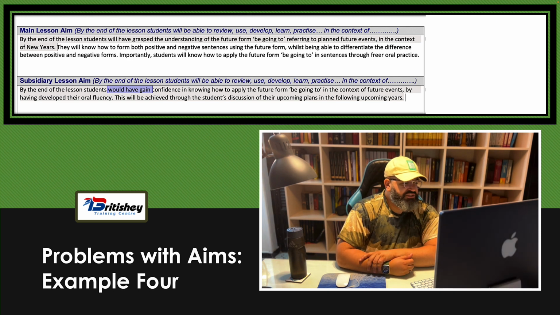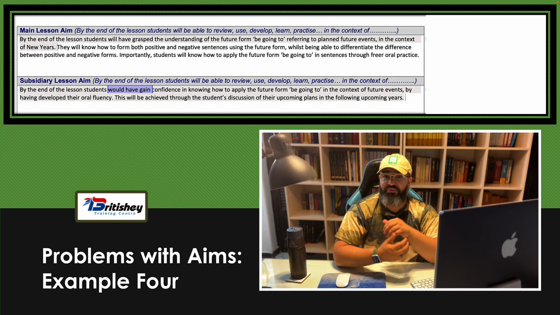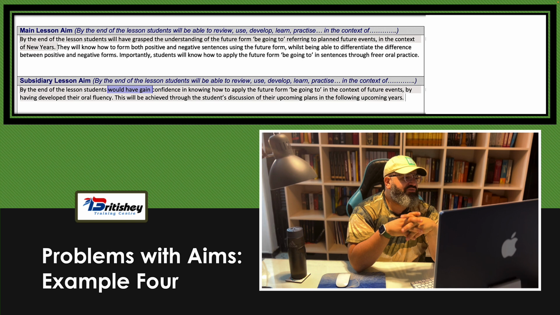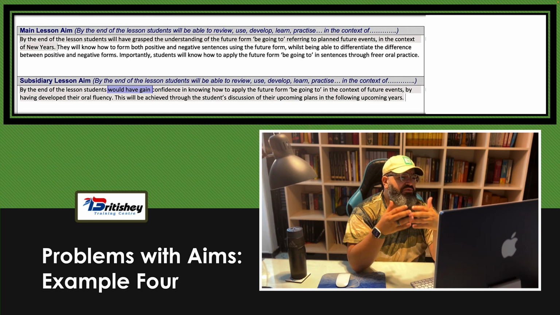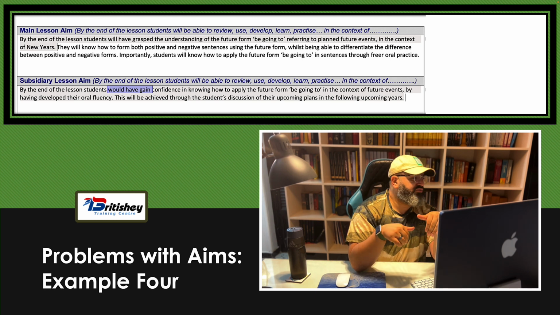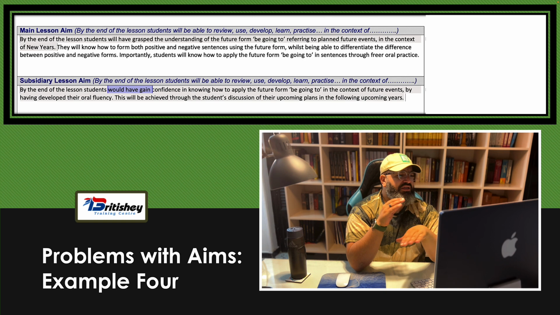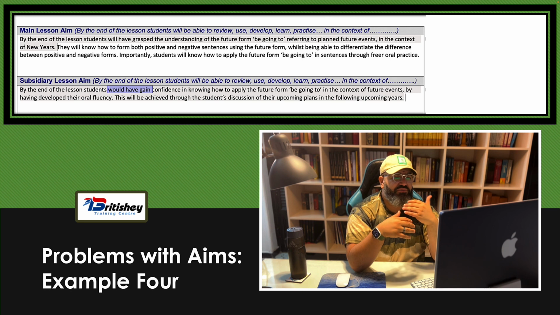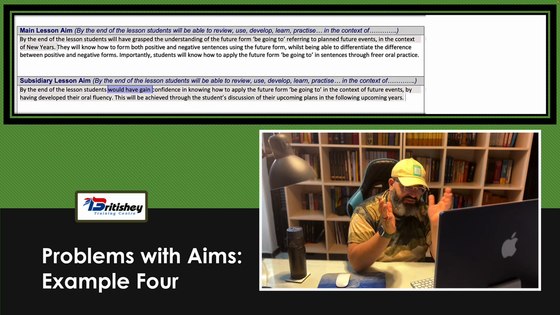Now, and again, this is the fourth example by CELTA candidates. Look at this. By the end of the lesson, students will have grasped the understanding of the future form be going to, referring to planned future events in the context of New Year's. They will know how to form both positive and negative sentences using the future form, whilst being able to differentiate the difference between positive and negative forms. Importantly, students will know how to apply the future form be going to in sentences through 3 or up. Too much. This is too much.